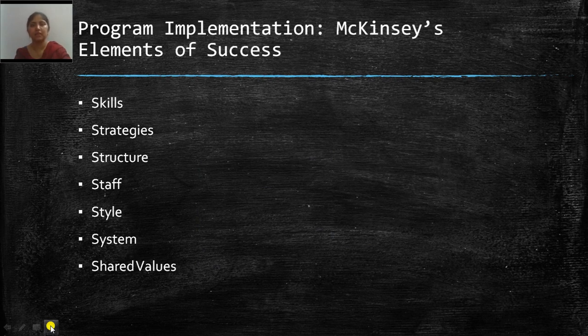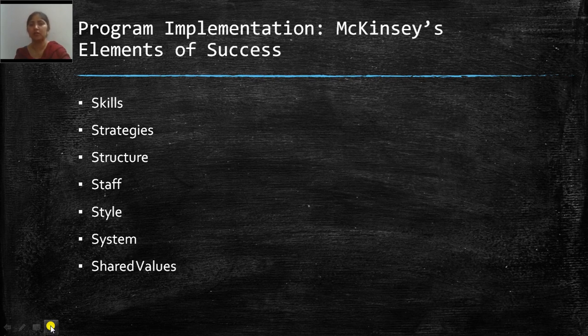Then comes program formulation and implementation. Now, up till now you are very clear about your goal part and how to achieve that, the strategy part. The program formulation and implementation is very important. For that, you should remember the 7S strategy, that is skills, strategy, structure, staff, style, system and shared values.